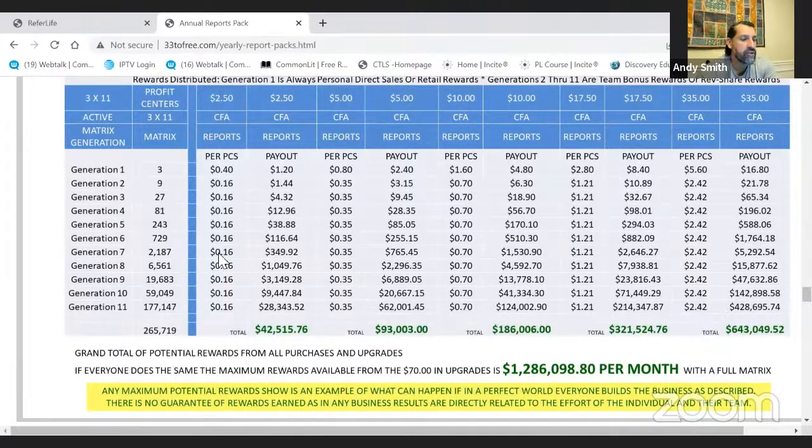Now, everybody else that's in your matrix, these people have not used your direct link, but they are in your matrix. Anytime that they upgrade, you're going to get 16 cents. Now, if someone down here, like on generation 7, gets your link and they get put in there, you're going to get 40 cents plus they'd be in your matrix, so you would get 16 cents on that.